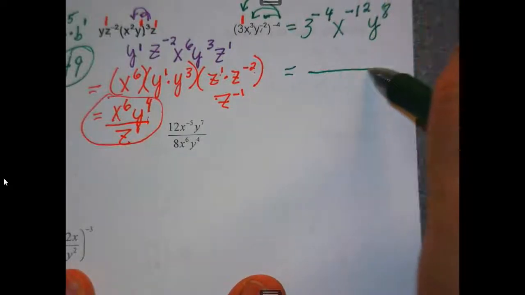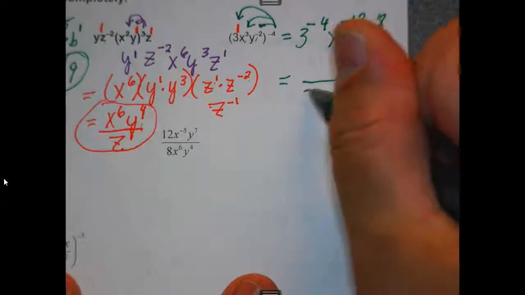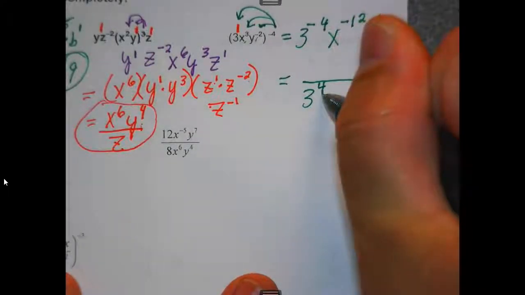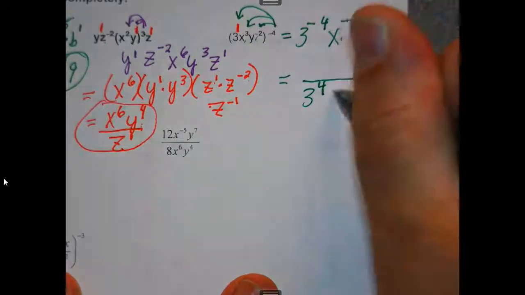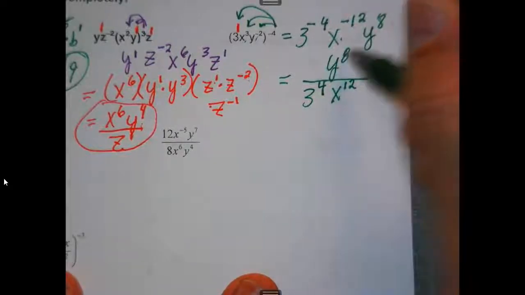I'm going to have to make a fraction out of this because I have negative exponents. So 3 to the 4th is going to go in the bottom. x to the negative 12, I'm going to make it positive, put it in the bottom. y to the 8th is positive, so I'm going to leave it in the top.